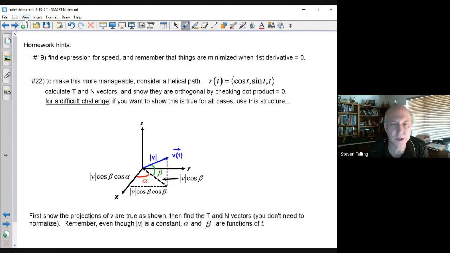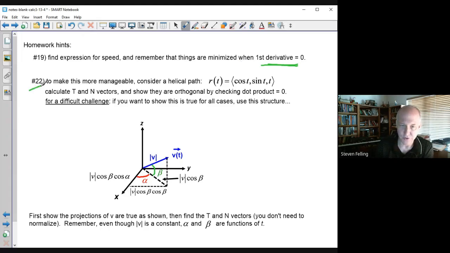When you try the homework, let me give you a couple of hints for that. On number 19, we're trying to find the expression for speed, but it's the maximum speed, if I recall. And so remember that once we have an equation for speed, you can maximize anything or minimize anything, or it looks like this is asking us for minimizing, whenever the first derivative of that is 0. So you can use the fact from earlier in calculus that optimum points occur when the derivative is 0.